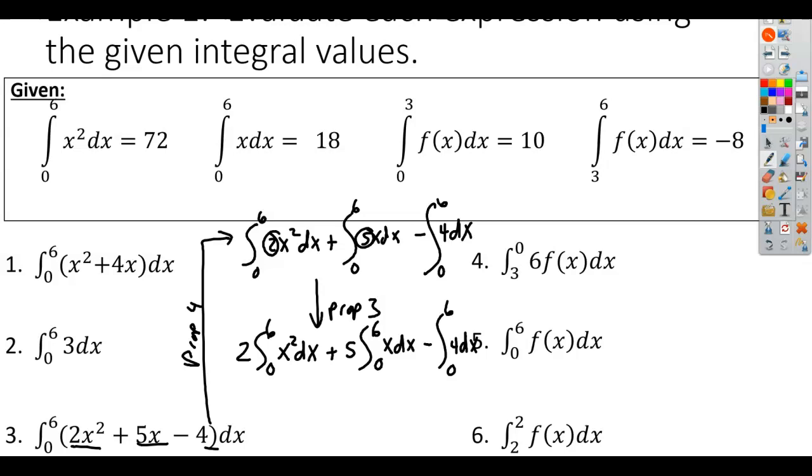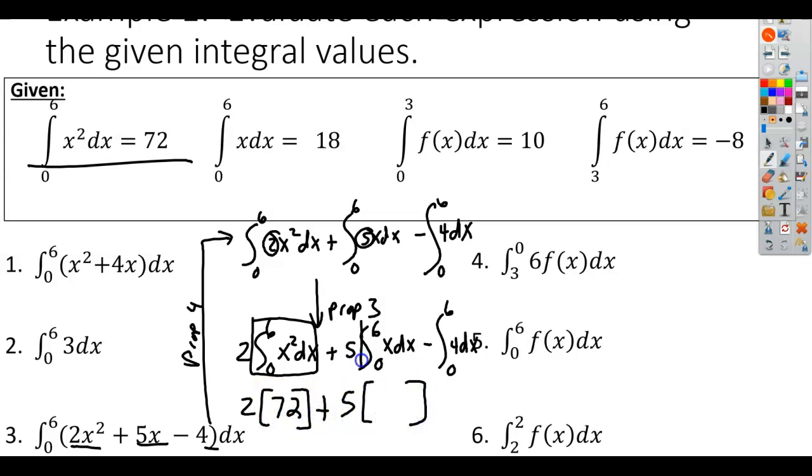So now what? Well, just by substitution, we can do this. The integral of x squared from 0 to 6 equals 72. The integral of x from 0 to 6, we already know that also. That's 18. But this last one here is a little bit different. Stop the video if you need to and think about what property can I apply to this one? Hopefully you saw that it's property 6 again, just like number 2. I've got a constant function here.